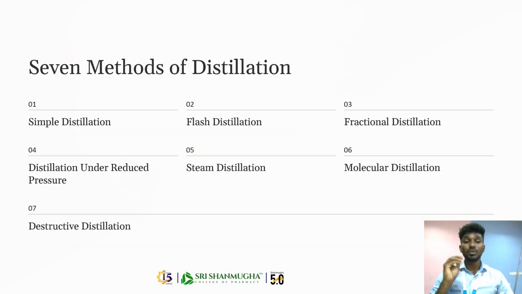What are the methods used in the distillation process? There are seven basic methods. First, simple distillation. Second, flash distillation. Third, fractional distillation. Fourth, distillation under reduced pressure. Fifth, steam distillation. Sixth, molecular distillation. Seventh, destructive distillation. These are all seven methods of distillation involved in pharmaceutical engineering technologies.